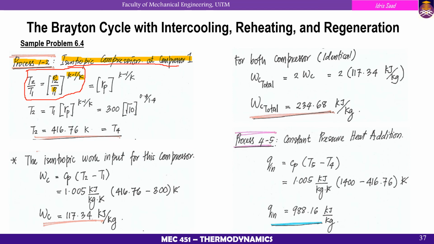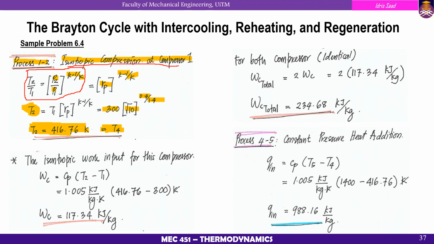We know that P2 over P1 is the pressure ratio, raised to the power of (K minus 1) over K. We can rearrange and determine the value of T2. Substitute T1 equal to 300 Kelvin and Rp equal to the square root of 10, with 0.4 divided by 1.4. So we get T2 equal to 416.76, the temperature at state number 2. Please remember this value is also equal to T4 because they are identical.